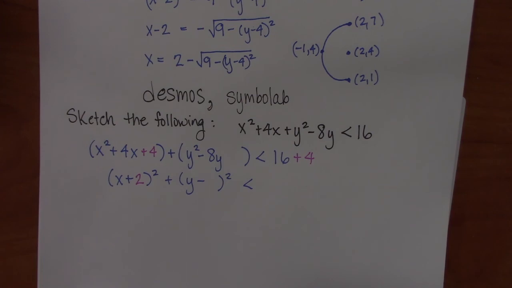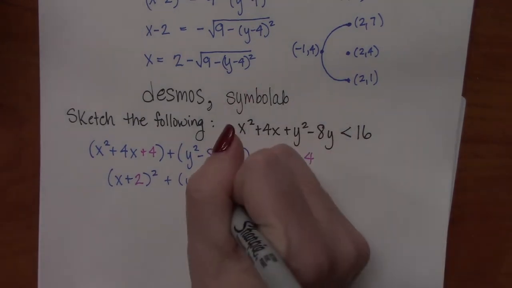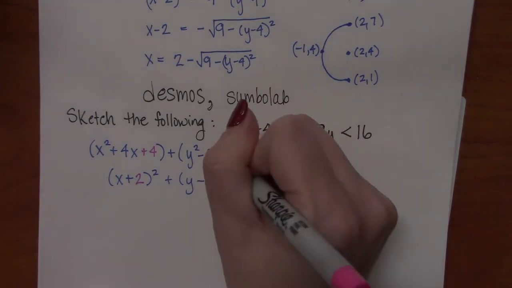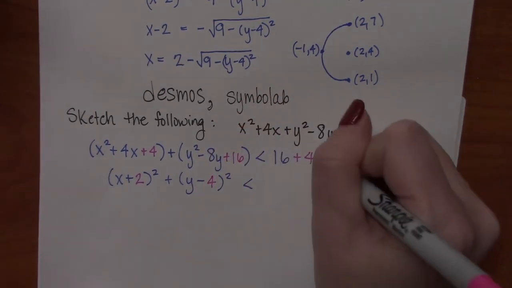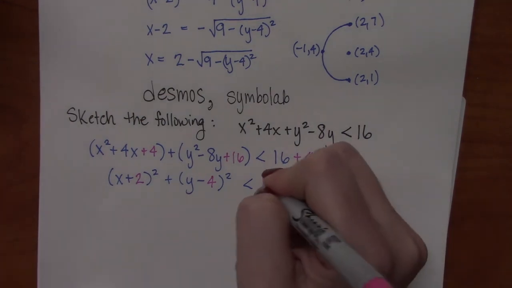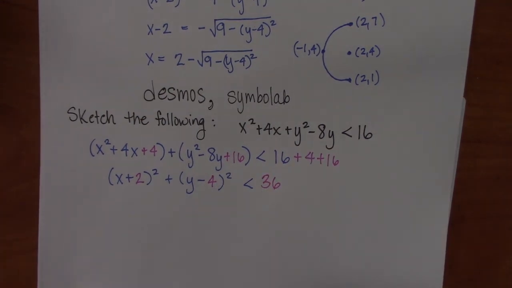And so whatever you do to the left side, we have to do to the right side. So the next term, if we divide negative 8 by 2, we're going to get negative 4. So we know that's a minus 4. When you square it, we'll get 16. So we'll add 16 to both sides. So 16 and 16 are 32, plus 4 is 36. So now what I've got is, this is saying that we have a circle that's less than 36.